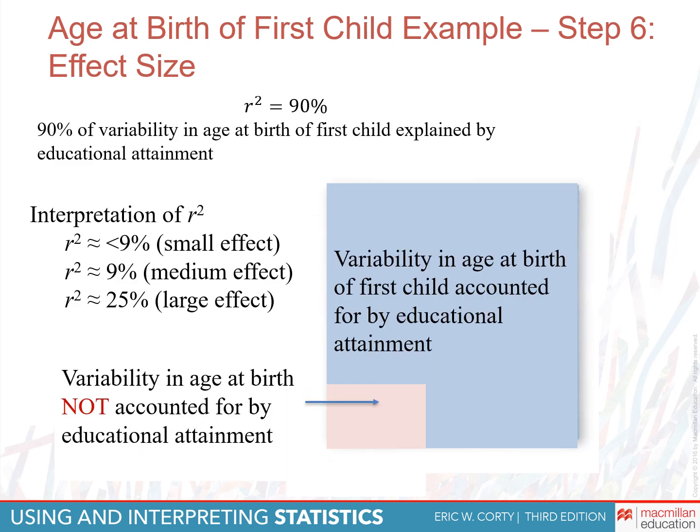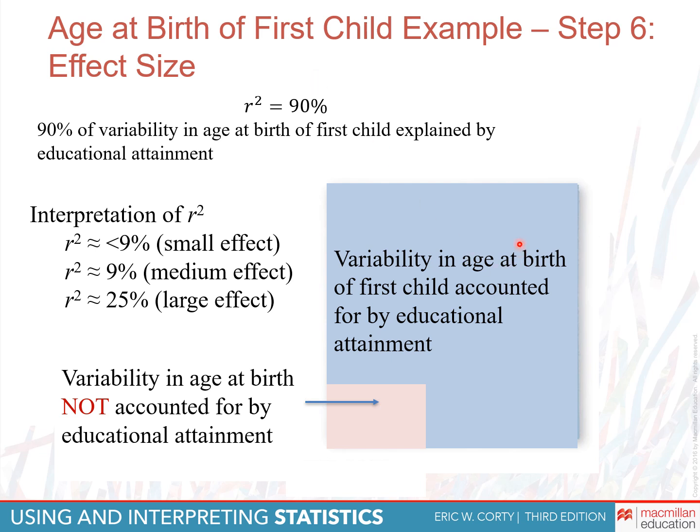So let's say I tell you that R squared is equal to 90%. That means that 90% of the variability we see in age at birth of first child is explained by how much education the mom has. And so again, if we're looking at our interpretation of R squared, remember we said that less than 9% was a small effect, 9 to 24% is a medium effect, and greater than or equal to 25% is a large effect. So since our R squared is 90%, we would say that is a large effect.